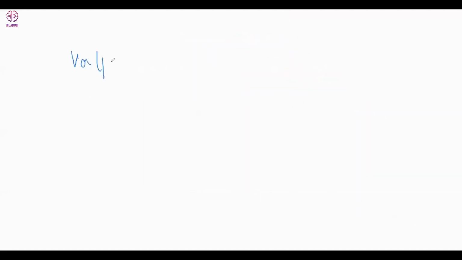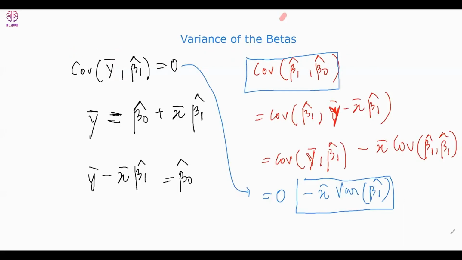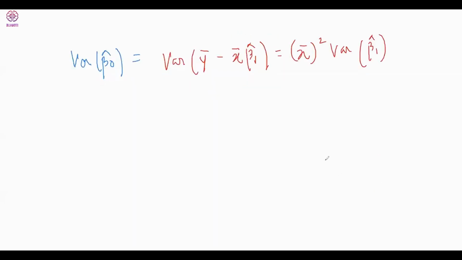The covariance of beta 1 hat and beta naught hat is equal to minus x bar times the variance of beta 1 hat. Now let's try to understand the variance of beta naught hat. It is equal to the variance of y bar minus x bar beta 1 hat, which is x bar square times the variance of beta 1 hat. Very good. So we have connected the variance of beta naught hat and the covariance of beta naught hat and beta 1 hat with the variance of beta 1 hat. Therefore we are only required to find the variance of beta 1 hat. That's a very easy task, we'll do it right away.